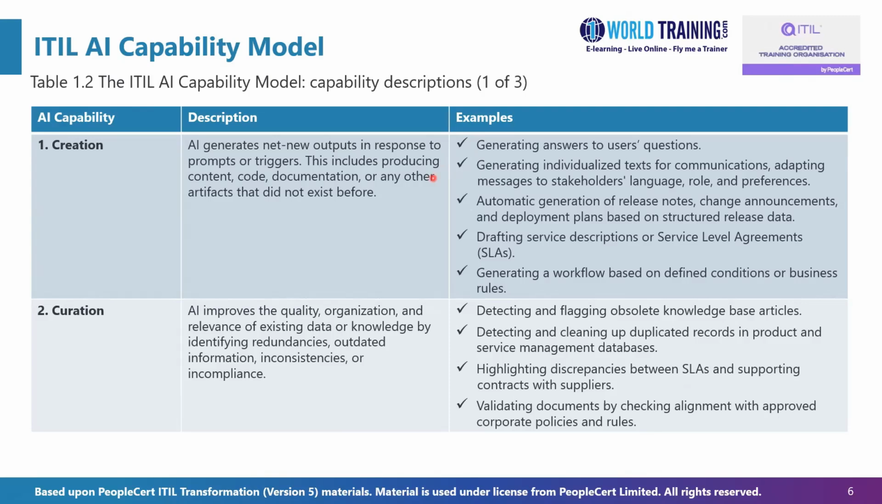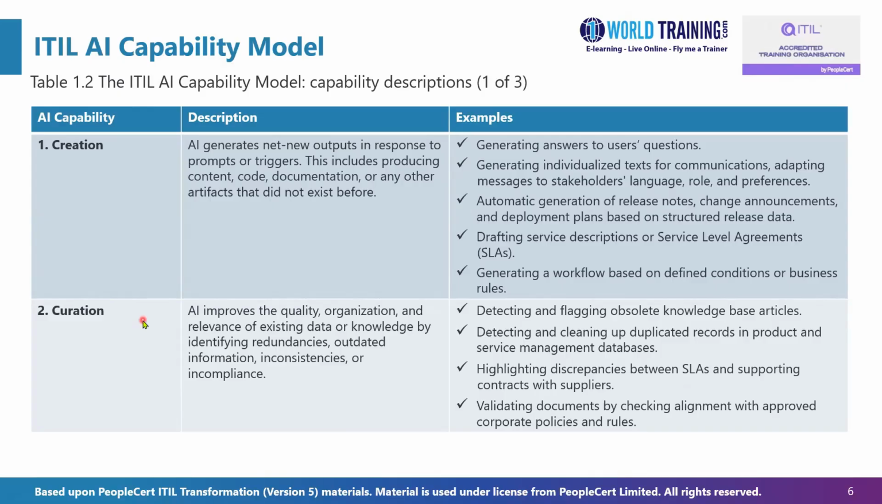Now, by the way, communication is also one of the AI capabilities, but that's a slightly different one. Here, the communication is about adapting the message to stakeholders' language, role, and preferences. Then there could be automated generation of release notes, change announcements, deployment plans based on the release data that is available. Creation can also mean drafting service level agreements or creating a workflow based on defined conditions or business rules. So that is creation.